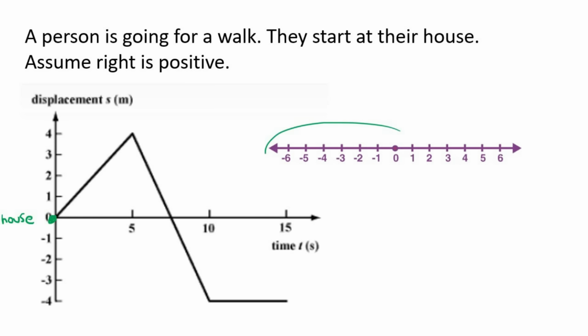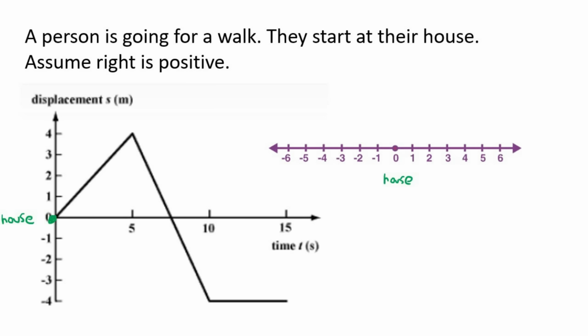And then I'm also going to show you on a little number line like this that I showed you in one of our previous lessons when we first started looking at displacement. So the zero position would be their house. Now it says to assume right is positive. Don't worry about that on the number line, but over here, that's very important. So let's see how this all works now.